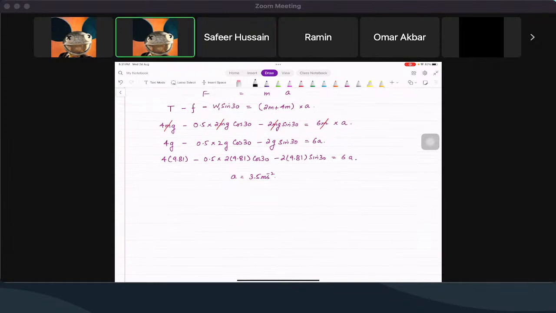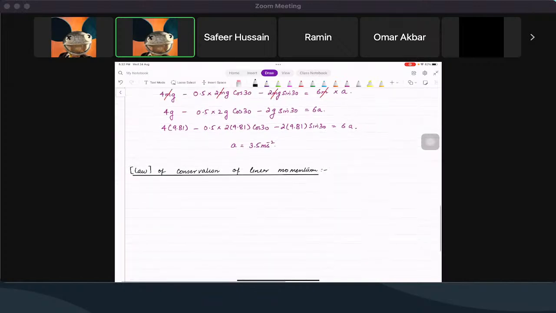Now, there is something called the law of conservation of linear momentum. When you look at any law in physics, it means it cannot be broken. It is just a fixed thing that will always happen. So between a law and a theory, a theory can be disproved, but not the law.